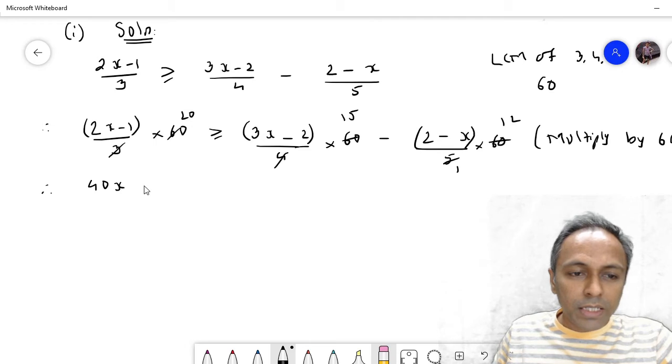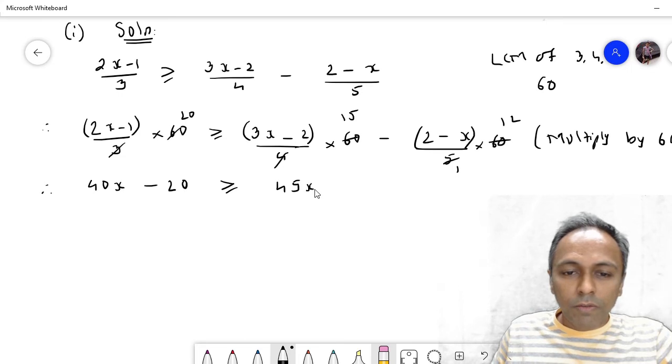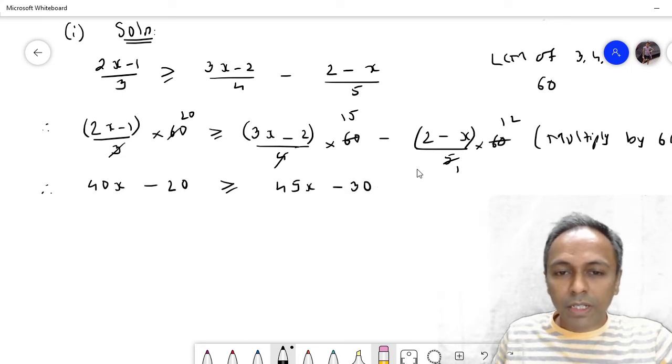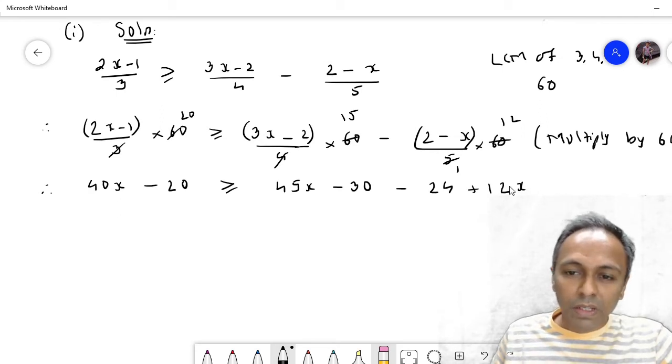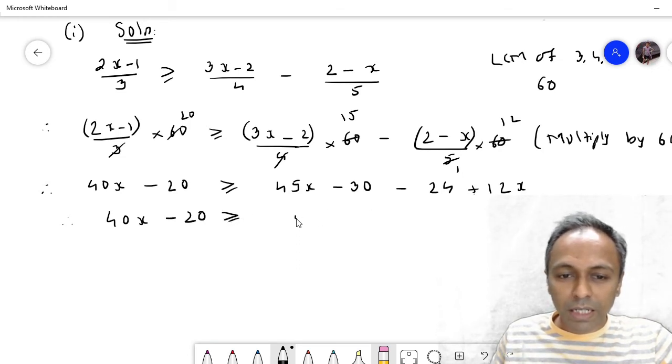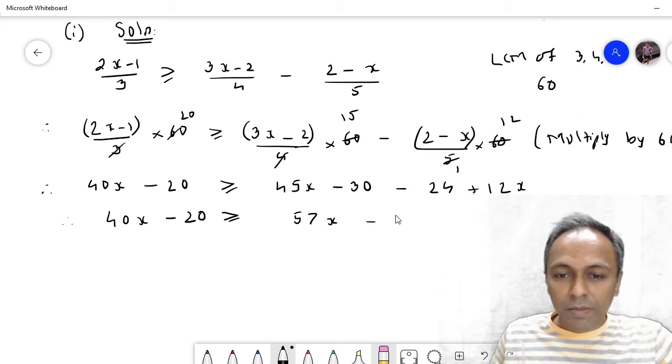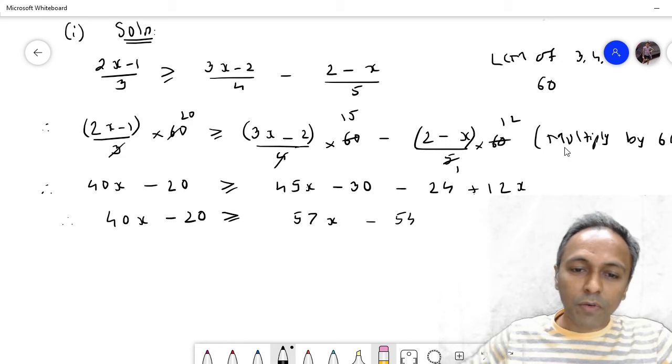It will become 40x minus 20 is greater than equal to 45x minus 30, 15 twos are minus 2 12s are 24, minus of minus is plus 12x. Be careful here with plus sign. Therefore, we can have 40x minus 20 is greater than or equal to, let's add the x terms, 45x plus 12x is 57x minus 30 minus 24 is minus 54.